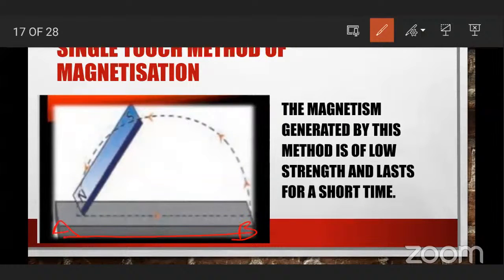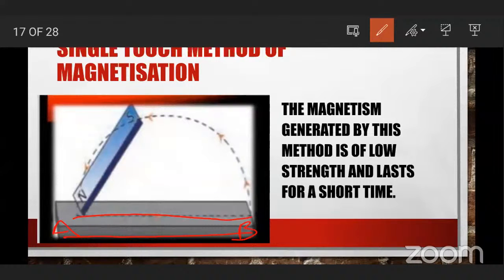After that, take a bar magnet and place its end pole on the A end of the steel bar and drag it towards the B end. You have to take one bar magnet and put its end here and drag it towards the B end like this. Again, lift the bar magnet and drag its end pole from end A to end B. You have to repeat this 15 to 20 times.